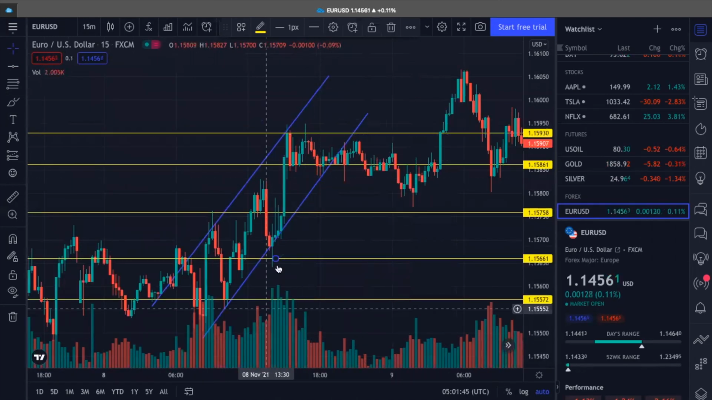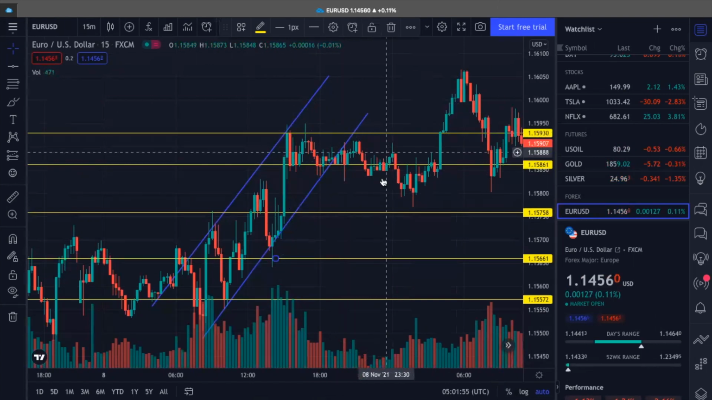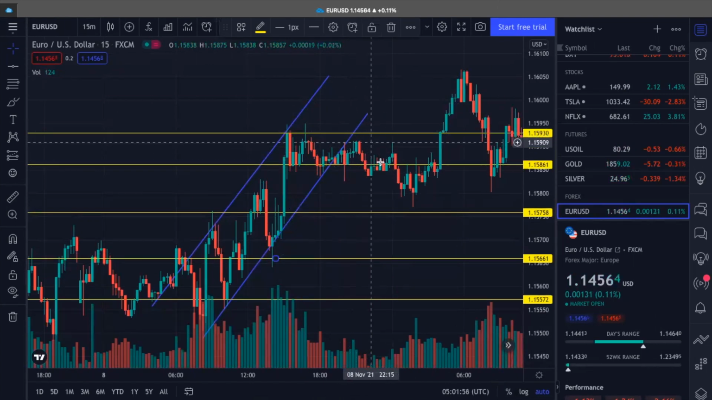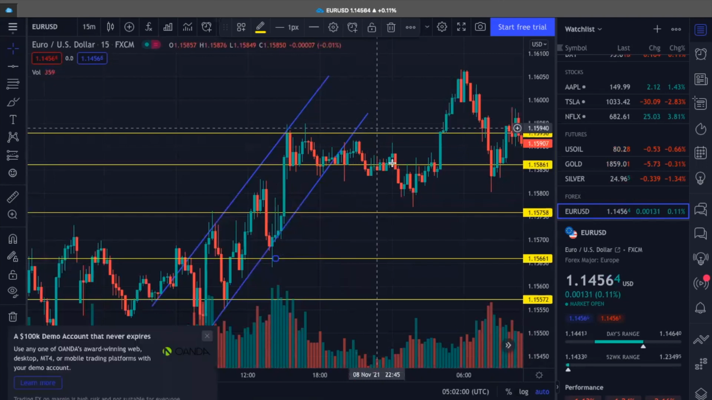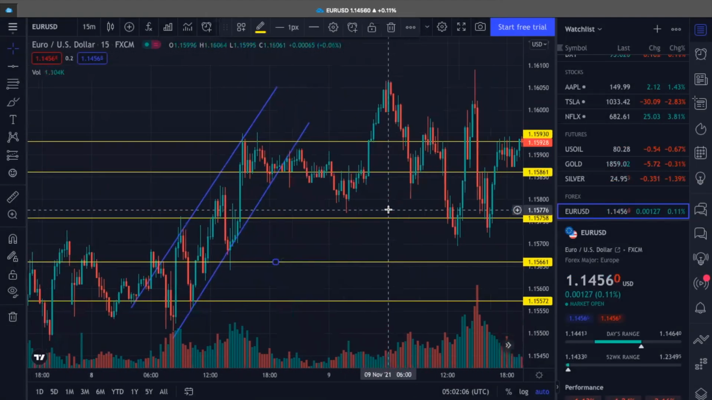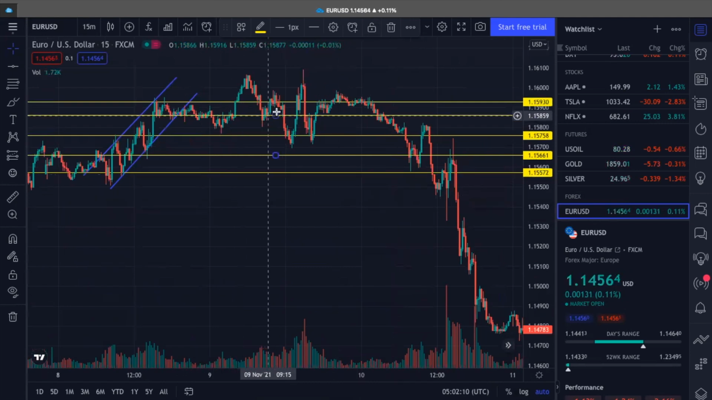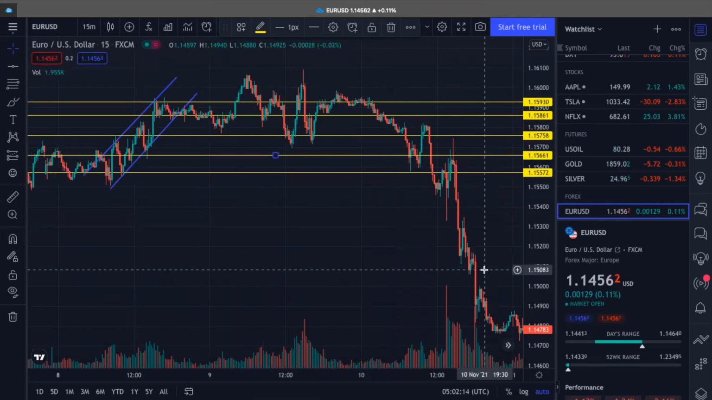So as you guys can see right here, it has surpassed our trend line, stating that now we're about to transition to either a new trend line or we're about to go into consolidation. And as you can see right here, it definitely went into consolidation and it went into a new trend, which is a downtrend.